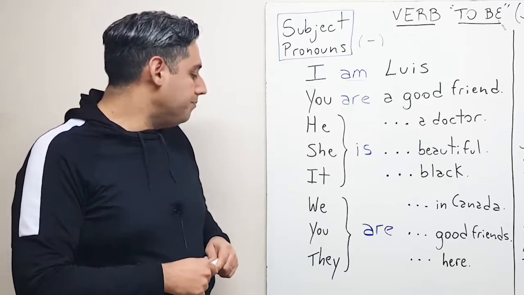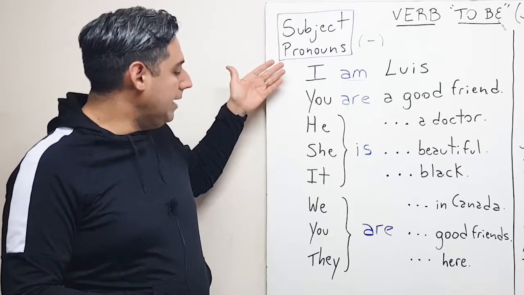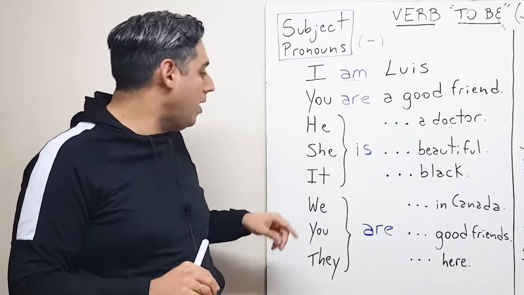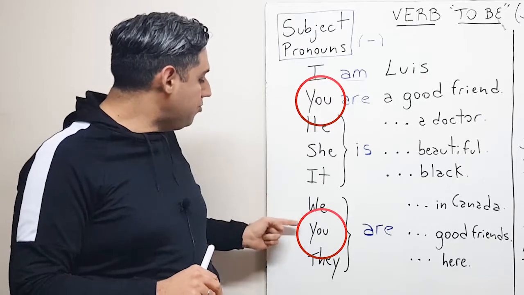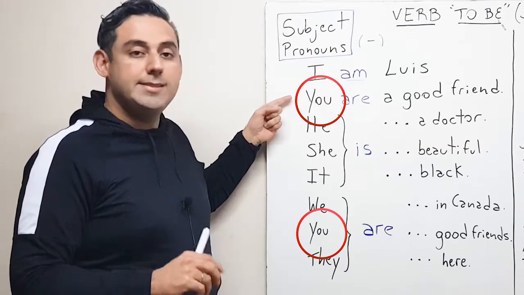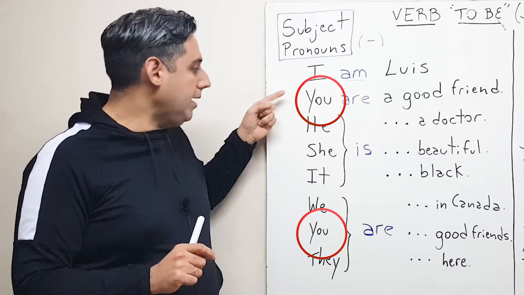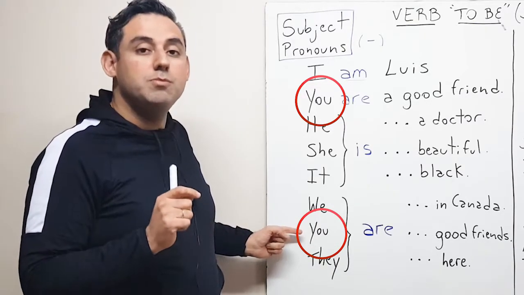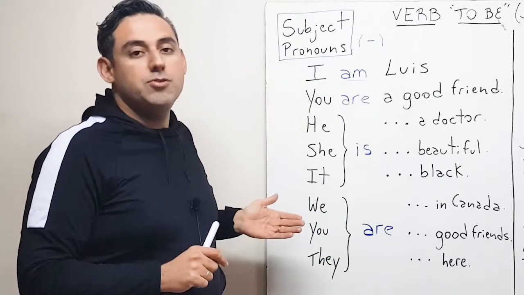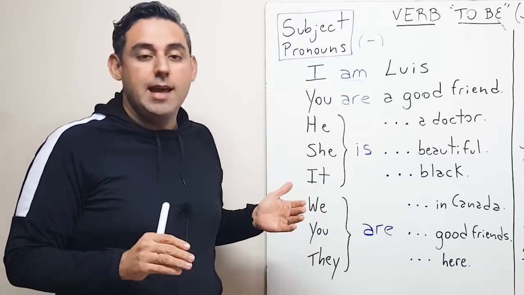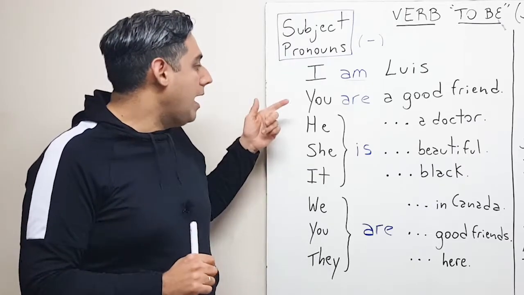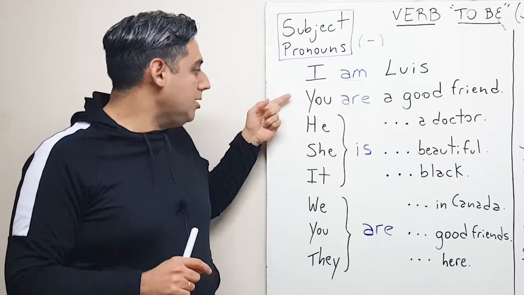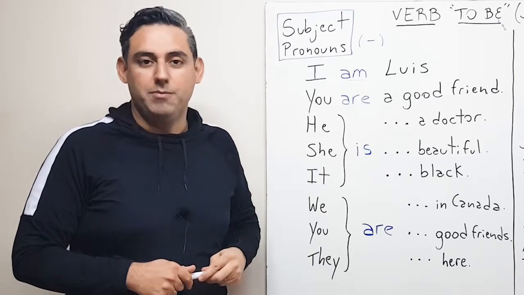So we have 8 different pronouns, but actually they are 7. Why? Because you is repeated here. You is the second person singular. So you in this case is the second person plural. And when we learn the verb to be, you will get to understand that the context makes it clear whether you refers to the singular form or to a plural form.